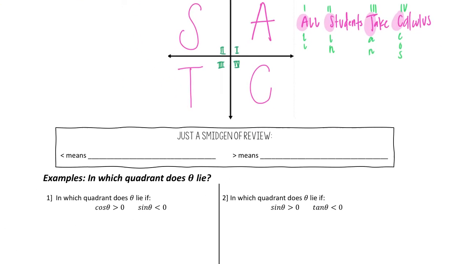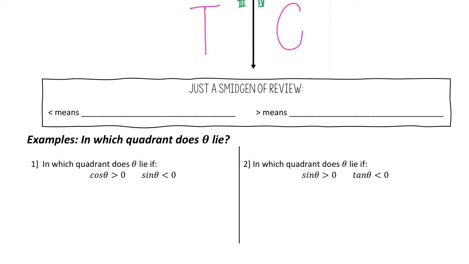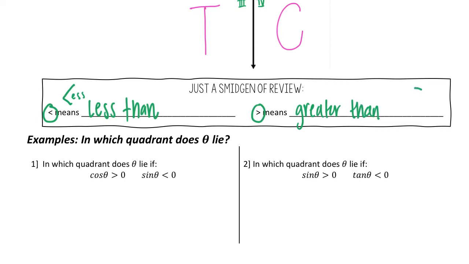Oh, just a smidgen of review. If you're not very good with your inequality signs, you're going to need to be. So please remember that this sign right here, see how it looks like an L? That means less than. Looks like an L, so it's like less. And then this sign means greater than. You can turn it into a G. Watch this magic. Wow. Greater than. I know, you're probably amazed.